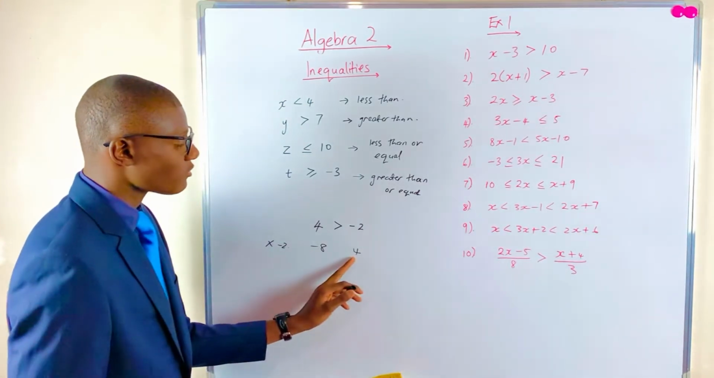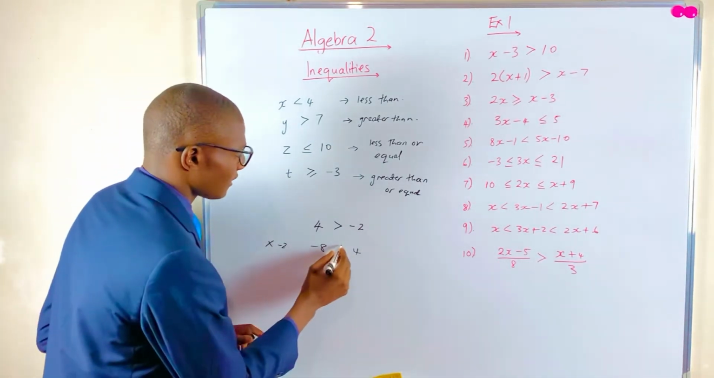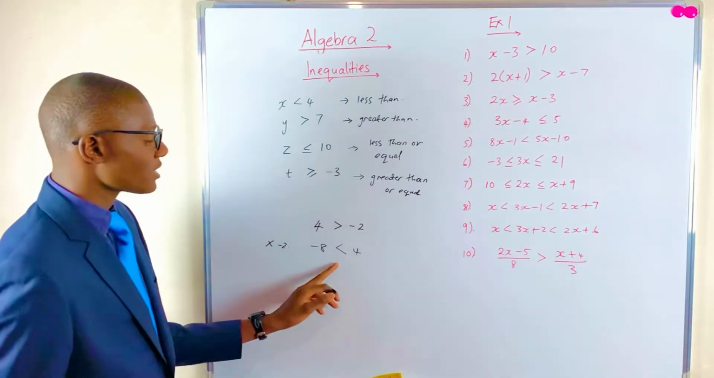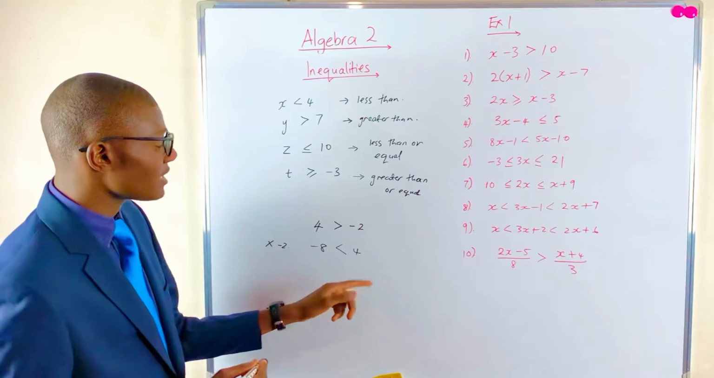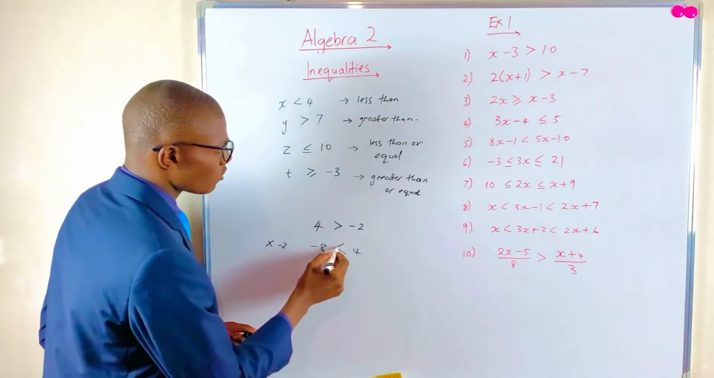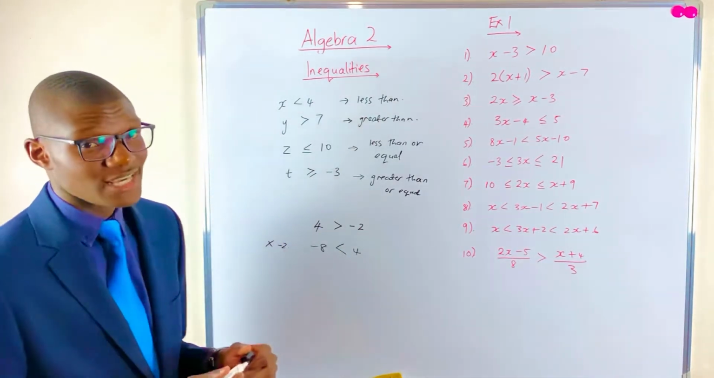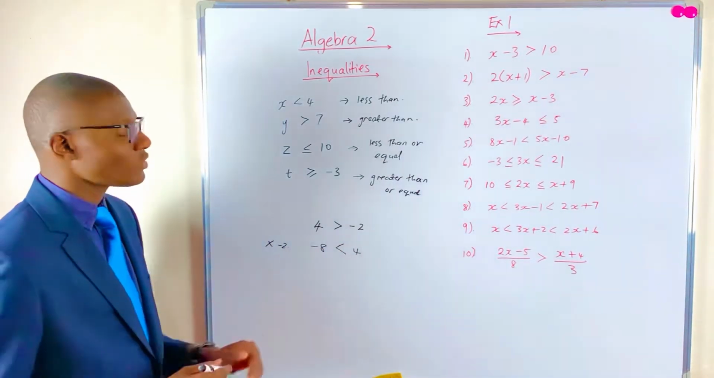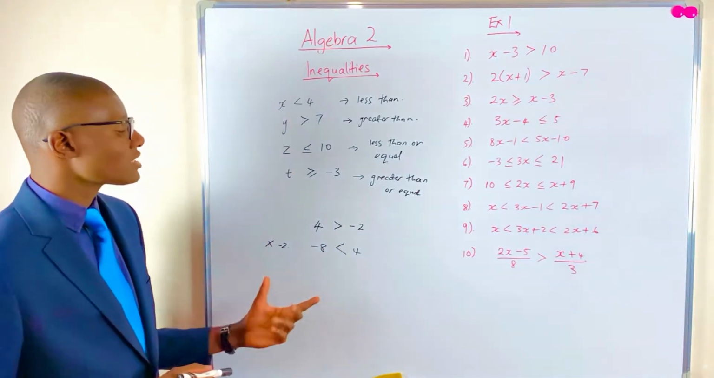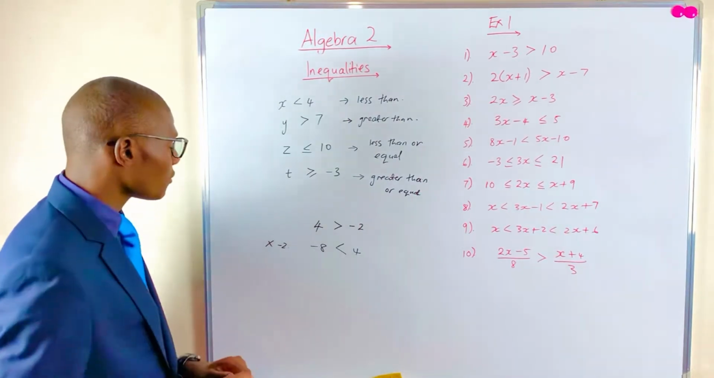But now we know that 4 is greater than -8, and -8 is less than 4. So now as you can see here, the sign is changed, right? From a greater than to a less than sign. So this is the same, even if we would like to divide.